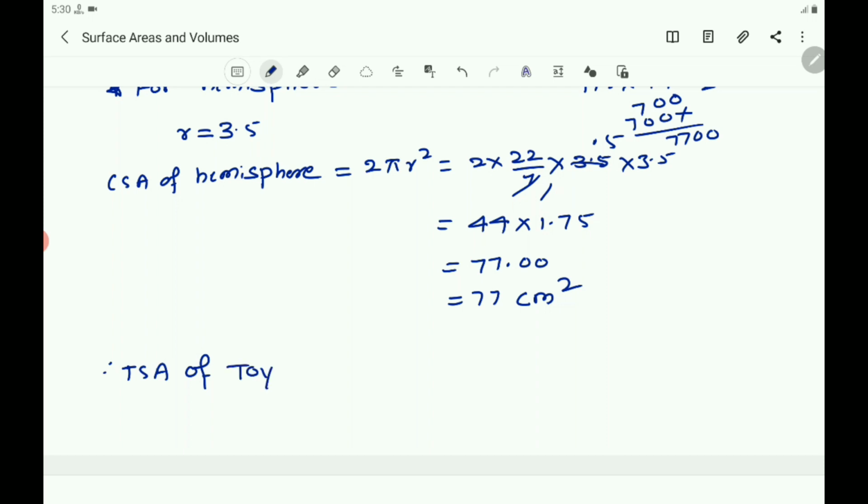Therefore, you write TSA of the toy equals CSA of cone plus CSA of hemisphere.